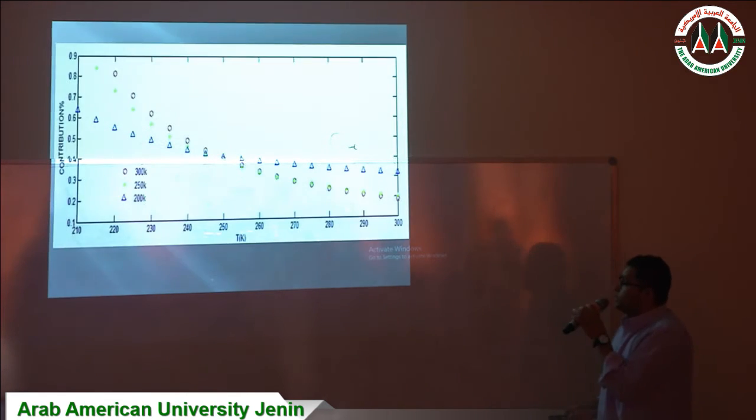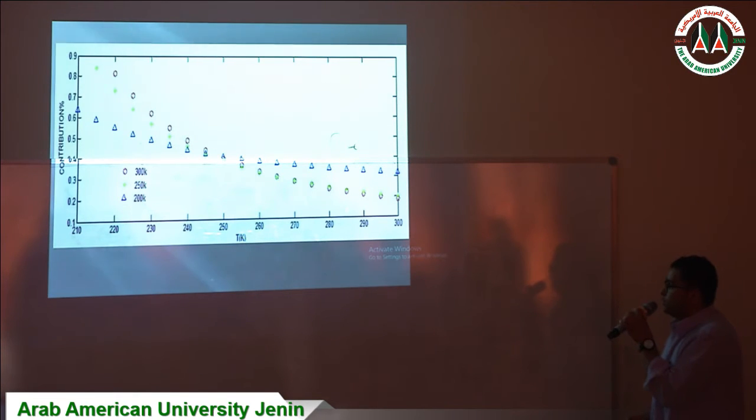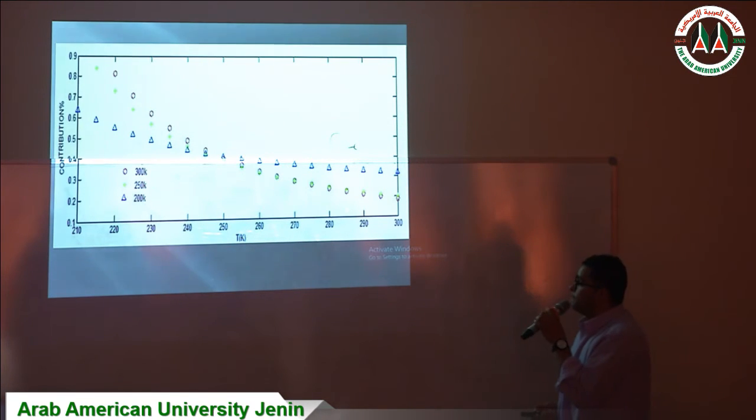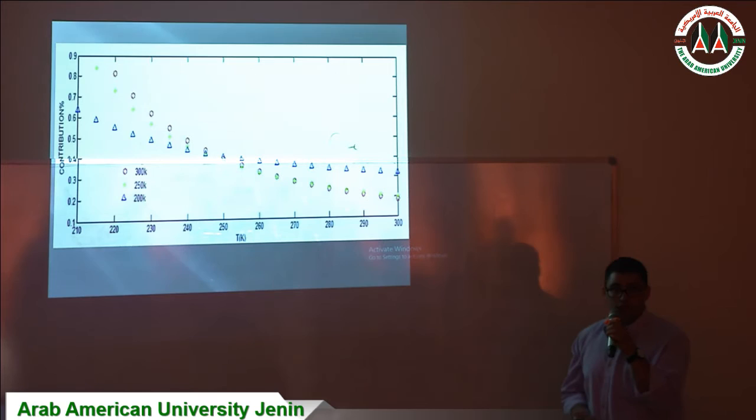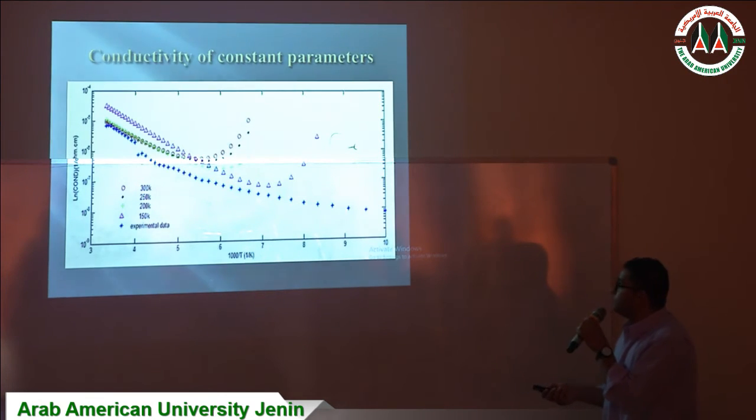The contribution of the second and third conductivity according to the first solution is increasing as the temperature decreases. This means that the value of g of x increased, and this is the reason for the divergence between experimental data and simulated data in the previous figure.